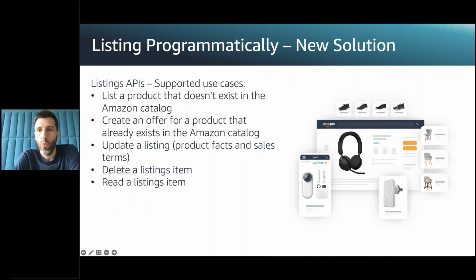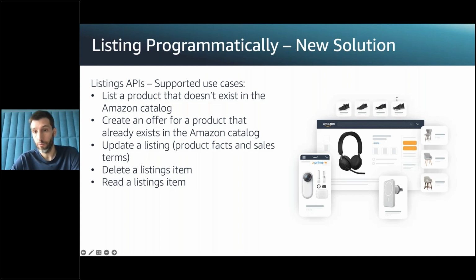So you might be wondering which use cases are supported with the use of Listings API, and these are the ones on the list. First of all, listing a product that doesn't exist in the Amazon catalog, meaning nobody is selling that item yet. To accomplish this, the Product Type Definitions API provides you with product schemas in JSON format that include all attributes and constraints for the corresponding category. You can also create offers for products that already exist in the Amazon catalog. In this case, the data requirements are minimal, limited to pricing and inventory attributes.